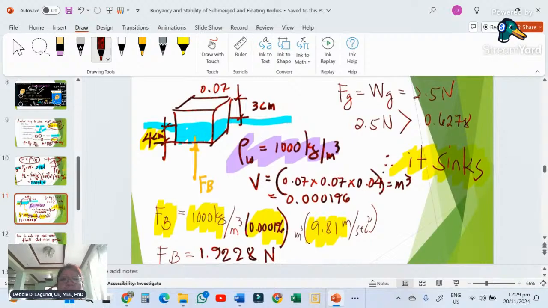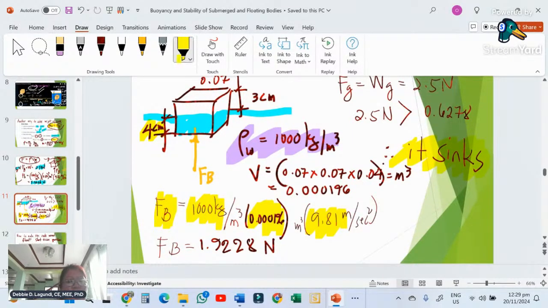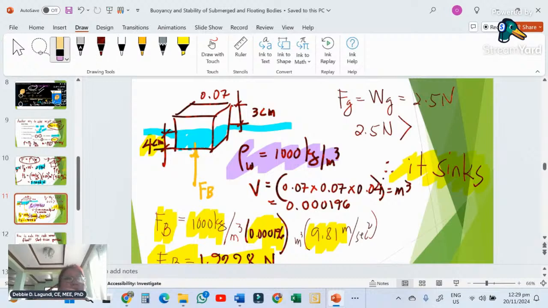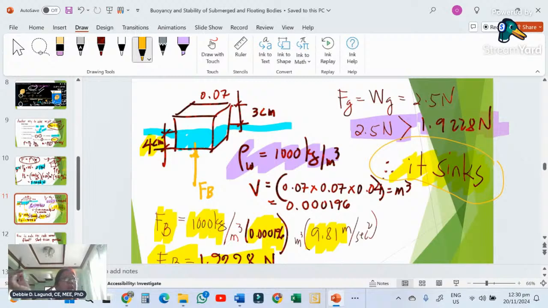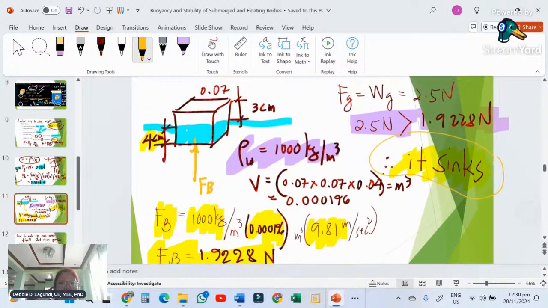All right, now we compare. The buoyant force is 1.9228 newtons. And the weight of the block due to gravity is 2.5. It means that the weight is more, correct? It's more than the buoyant force. What will happen? Of course, it will sink. Okay? You don't put it straight away down because it takes some time to go down as well. When you throw that block, it will be 4 centimeters meantime, but after some time it sinks because the weight is greater than the buoyant force.